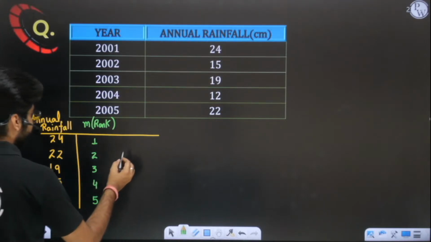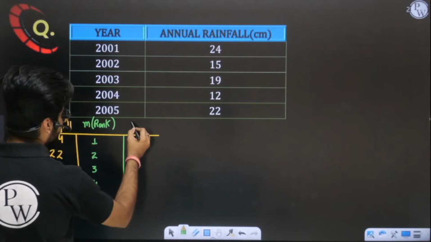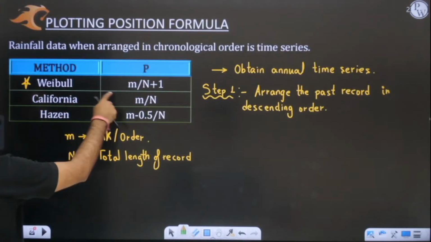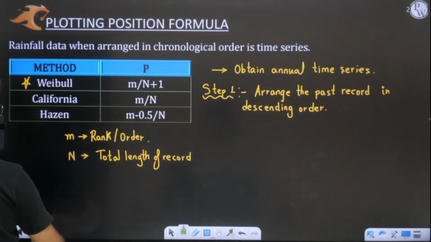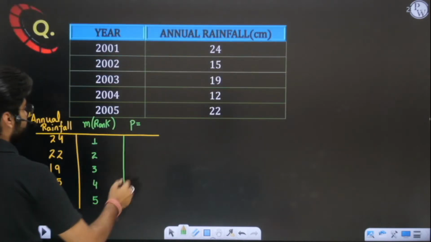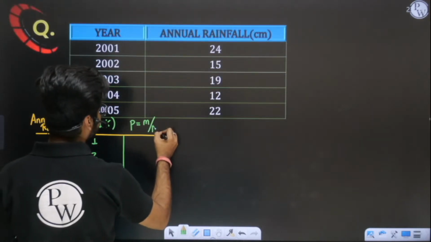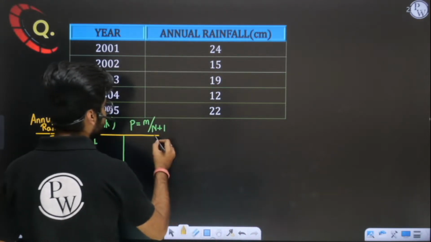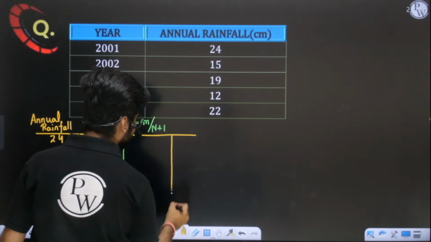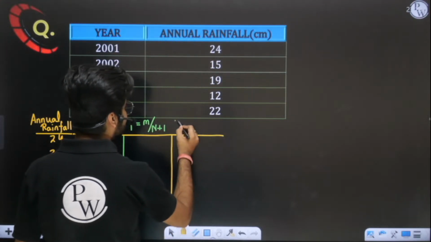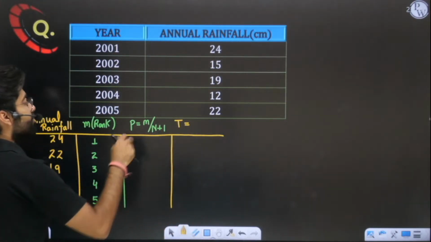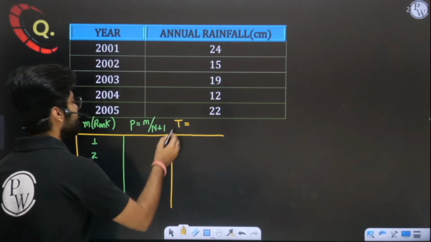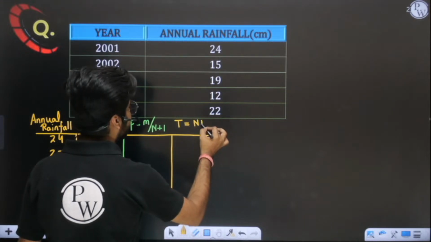Now, what I have to do is write the probability formula. Obviously, we will use the most common one, which is Weibull's formula: m upon n plus 1. You can see this. Probability formula is m upon n plus 1. Okay, so we can write down the probabilities. We can also note down the time period. You all know that probability is the inverse of return period. That simply means that T will be n plus 1 upon m.